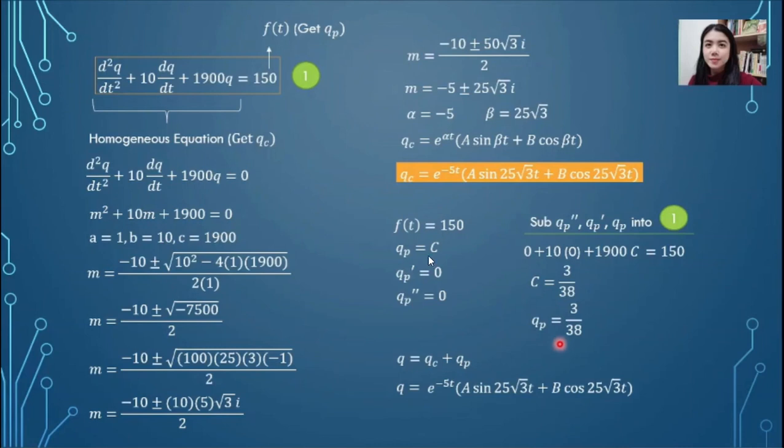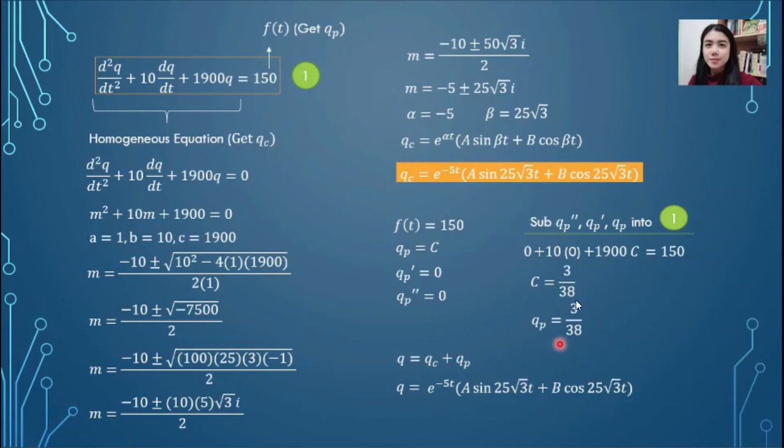And then you can use this characteristic equation. Make sure there are no similar terms when comparing to these equations. And then you differentiate 2 times, you get a 0, and then you substitute back into these equations, and you should get the constant. The constant is 3 over 38, which means Q_P is 3 over 38.